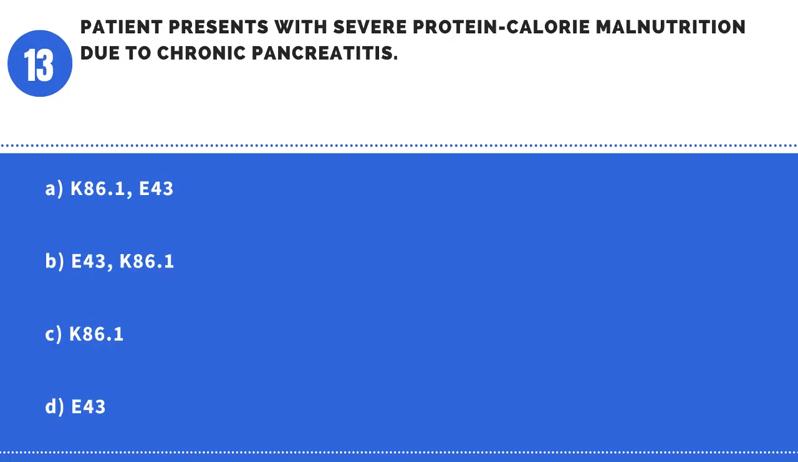Question 13. Patient presents with severe protein-calorie malnutrition due to chronic pancreatitis. A. K86.1, E43. B. E43, K86.1. C. K86.1. D. E43.